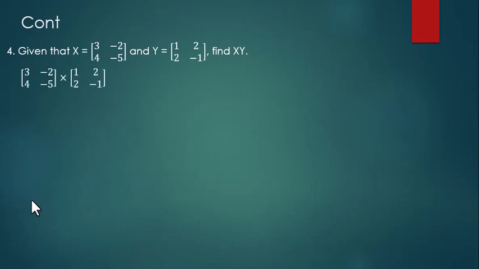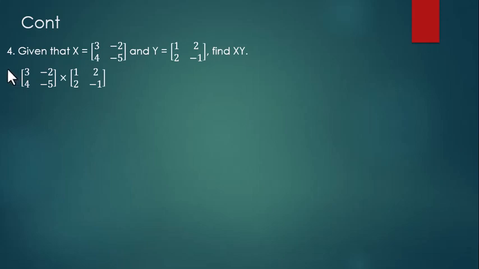Okay, we move on to question 4. Given that x is equal to 3, negative 2, 4, and negative 5, and y is equal to 1, 2, 2, and negative 1, find xy. So in this particular case, we have been told to multiply our first matrix by our second matrix.